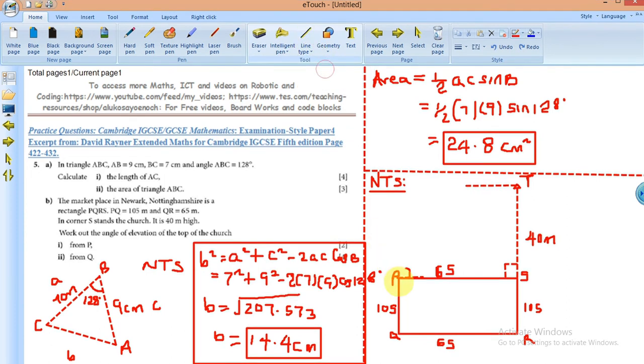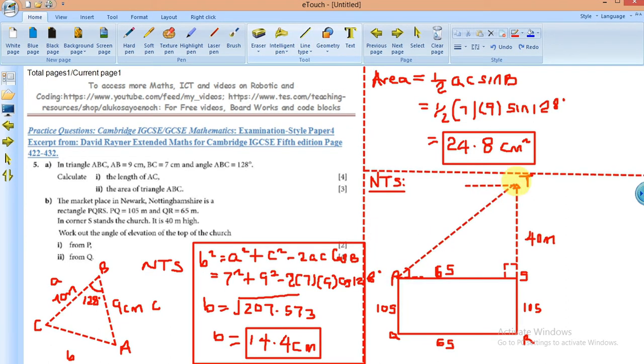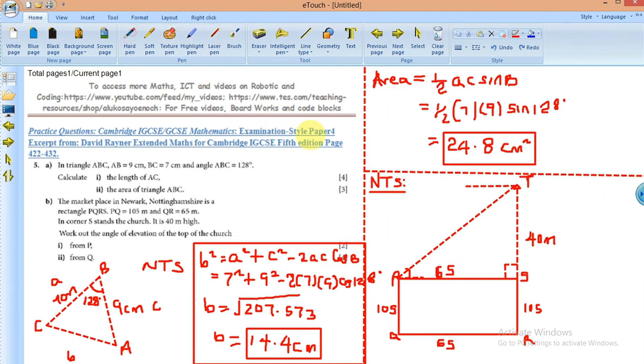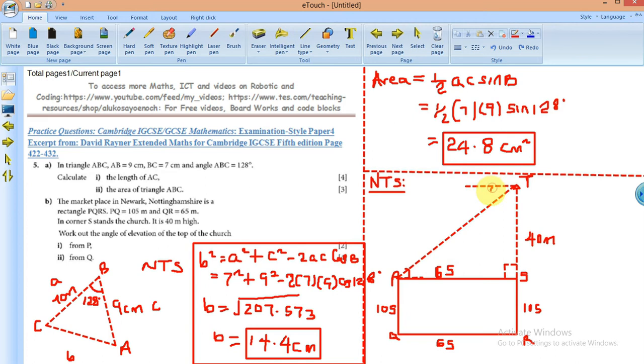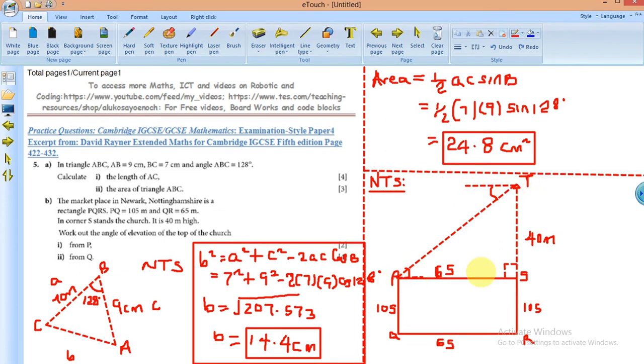So that's the angle there to the church. And it's equal to the angle of depression. If you are standing on the church and you're trying to look down to P, that's depression. So angle of elevation equals angle of depression because they are alternate angles, the letter Z angle.